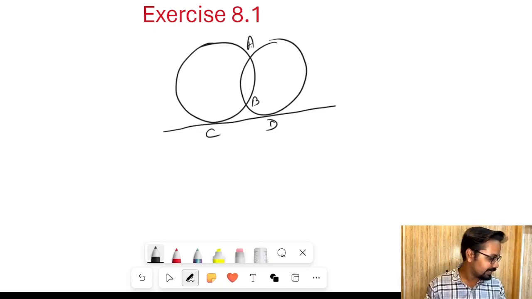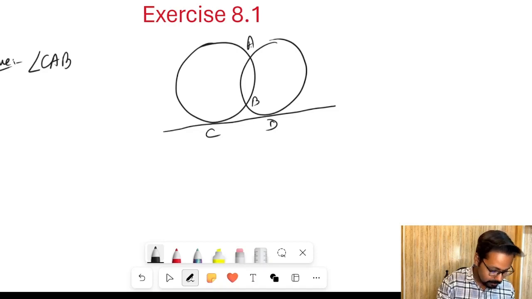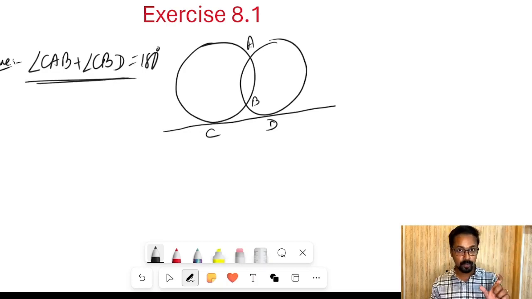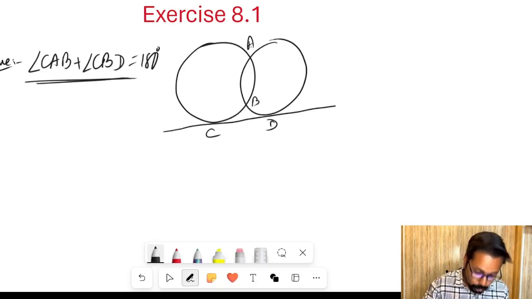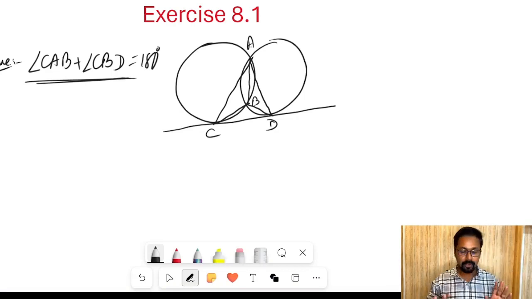We have to prove that angle CAD plus angle CBD is equal to 180 degrees. This is our proof point. So how do we find it? First of all, let us join these points C and A, D and A, C and B, D and B, and along with it let us join A and B. So if I join A and B, here we have our diagram.